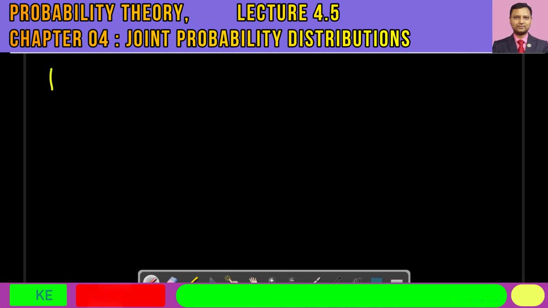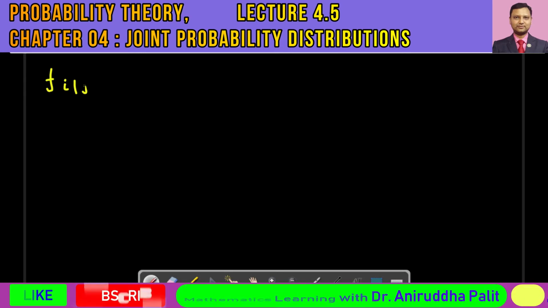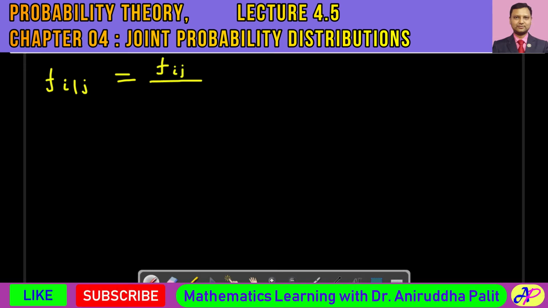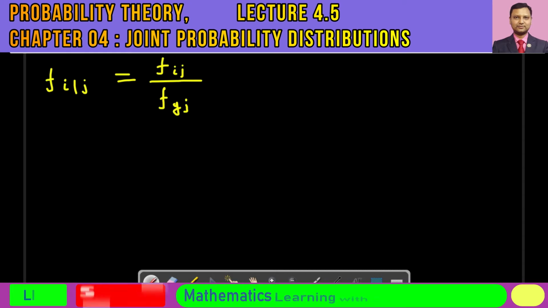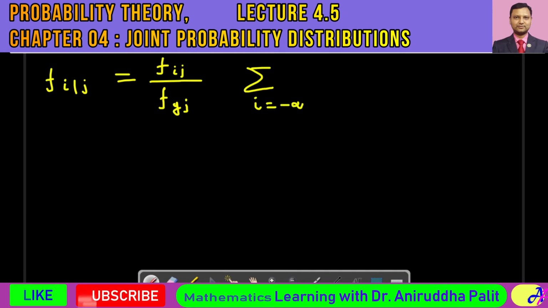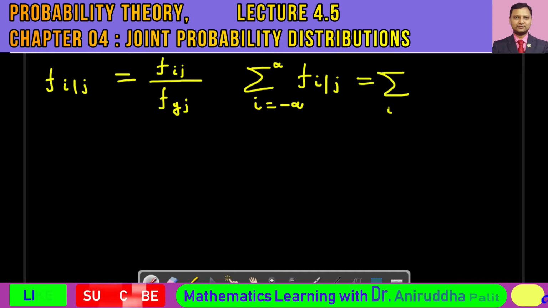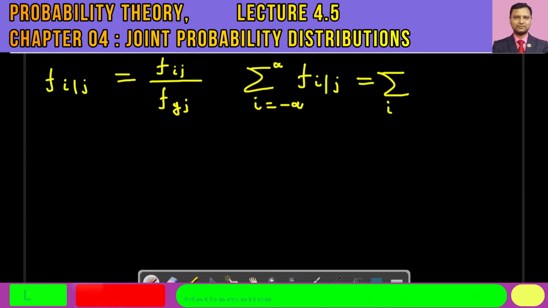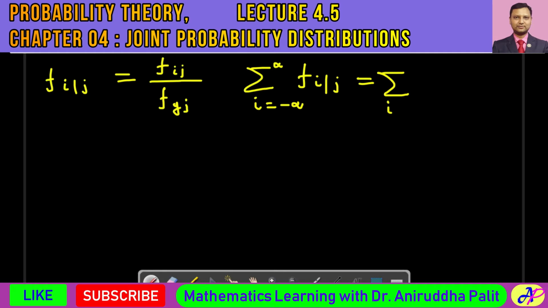Probability of i given j. So what we have, f(i|j) is equal to f(ij) divided by f(yj). Now if we take the summation over i, theoretically i varies from minus infinity to infinity, summation over i of f(i|j). In that case, we should write it in this way, summation over i. I'm not writing repeatedly from minus infinity to infinity, so it is understood that summation over i means i would vary from minus infinity to infinity. So summation over i of f(ij) divided by f(yj).